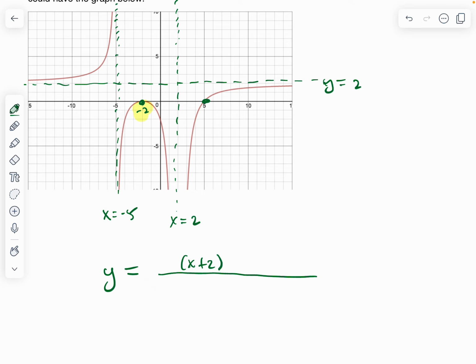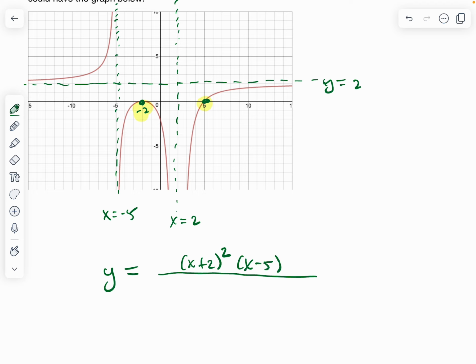And in addition, notice just like in the previous unit, whenever it touches or bounces, that's going to be a 2 exponent or a 2 multiplicity. Now the other x-intercept at x equals 5, that's just pretty standard. It goes through it. So it'll just be x minus 5 to the first.